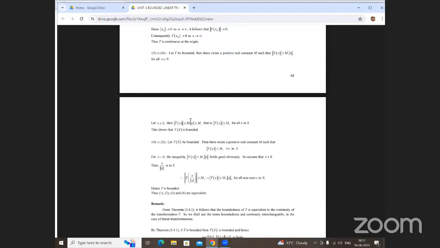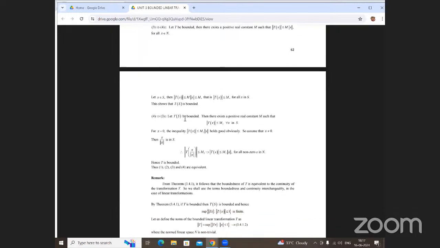So T of S is also bounded already, because here x belongs to S. So the entire part is bounded. T of S is in N dash. So automatically T of S is bounded. So 4 implies 3: according to the closed sphere region, the transformation of the closed sphere, T of S, is bounded. And the third one is the bounded linear transformation.